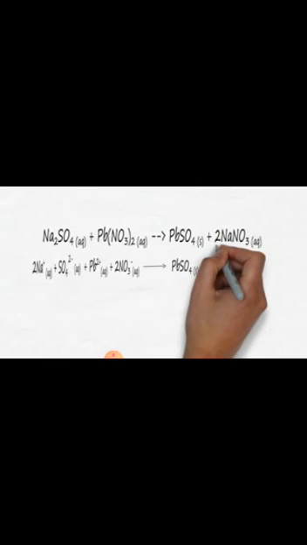For lead-2 nitrate, split it into lead-2 ion and 2 nitrate ions. Lead-2 sulfate is in solid state. Leave it as it is. There's a 2 in front of sodium nitrate. This means we separate it into 2 sodium ions and 2 nitrate ions. We cancel out the ions that are the same on both sides, and we get the net ionic equation.